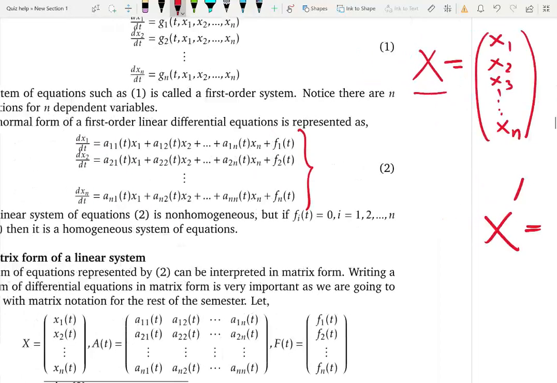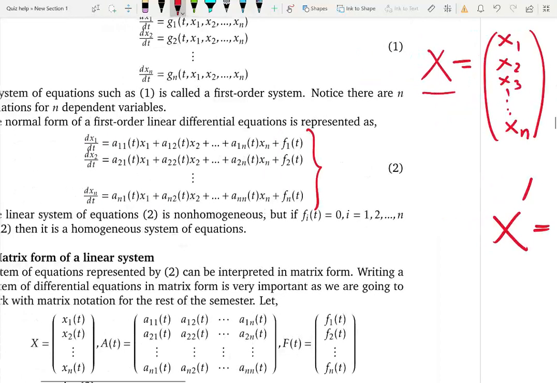Okay, now look at the right hand side. Now I'm going to focus only on, let's choose a different color, this part. Forget about these f terms. Now look at the first row: A11, A12, A1n, A21, A22, A2n, and they are all multiplied by each dependent variable.